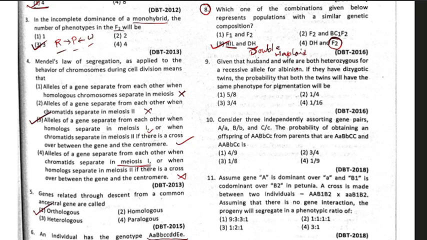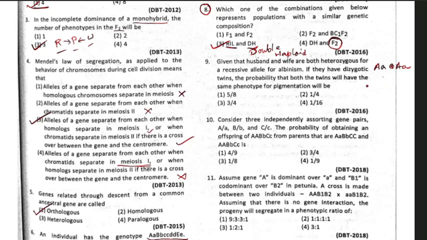Given that husband and wife are both heterozygous for the recessive allele for albinism. Okay, so both are heterozygous, that means again capital A small a crossed with capital A small a. If they have dizygotic twins, what is the probability that both twins will have the same phenotype for pigmentation? So both should have the same genotype, sorry, same phenotype.